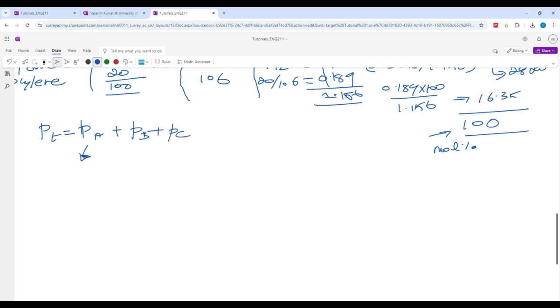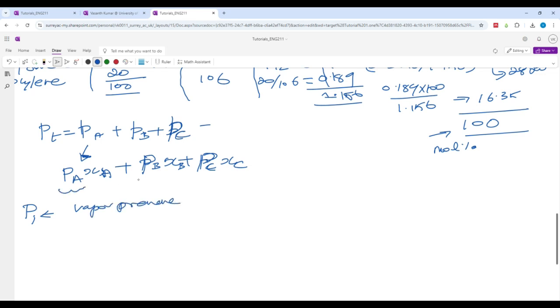This is something that we can get from Raoult's law. We know that Raoult's law states that p_A, the partial pressure, equals the vapor pressure P_A multiplied by the mole fraction x_A, and p_B equals P_B multiplied by x_B. And p_C, the small p, is the partial pressure of C, so this should be equal to capital P_C multiplied by x_C. So capital P_i is nothing but the vapor pressure.